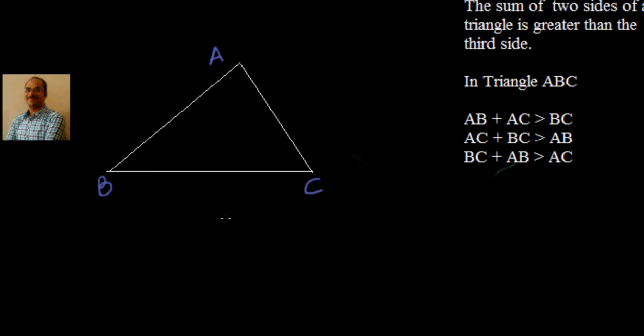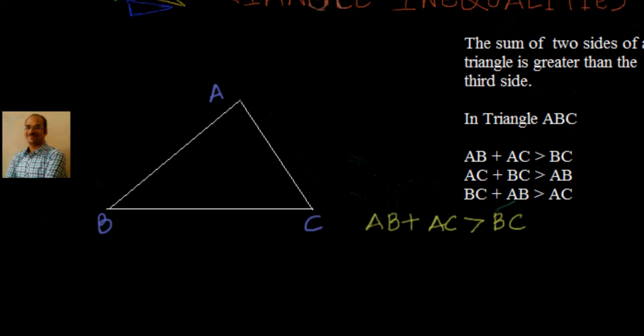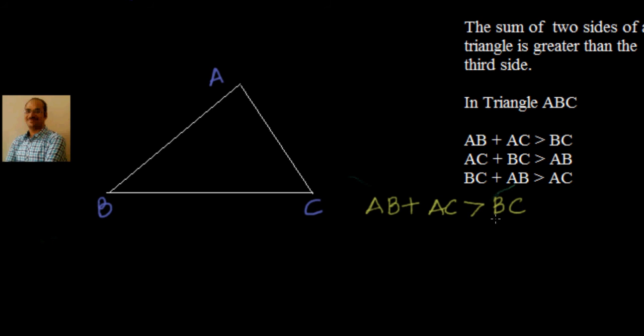Now here we have two sides, AB and AC. We want to prove that AB plus AC is greater than BC. This is what we want to prove, whatever we have proven just now with intuition. So for that, I will try to draw this. See here, I have to prove AB plus AC is greater than BC.